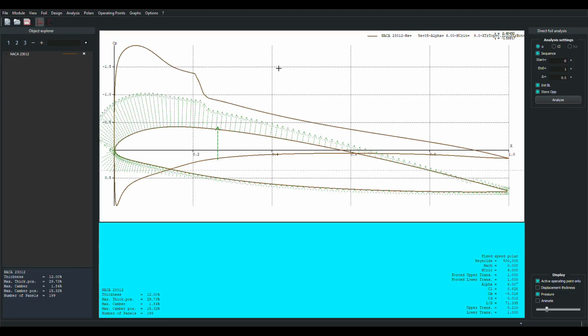Okay, here I am in front of my computer. I have Xfoil up and running, and I have a NACA 23012 airfoil plotted here. It's at a 60-degree angle of attack, and it's running at a Reynolds number of 500,000. And we see the pressure lines on here, and we see the pressure distribution.